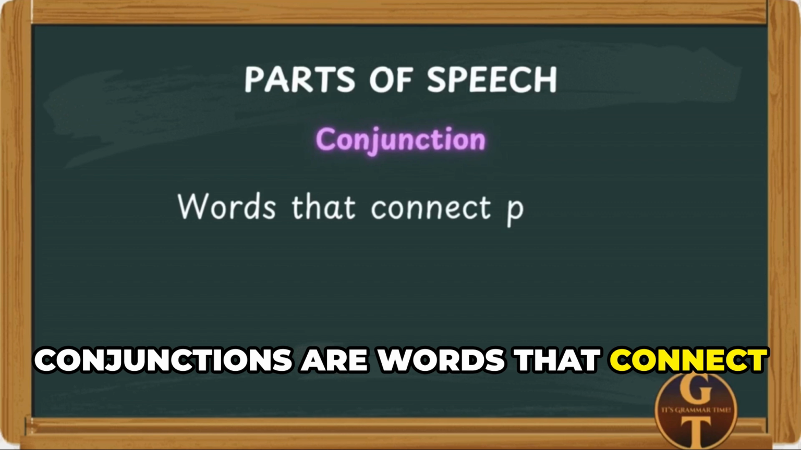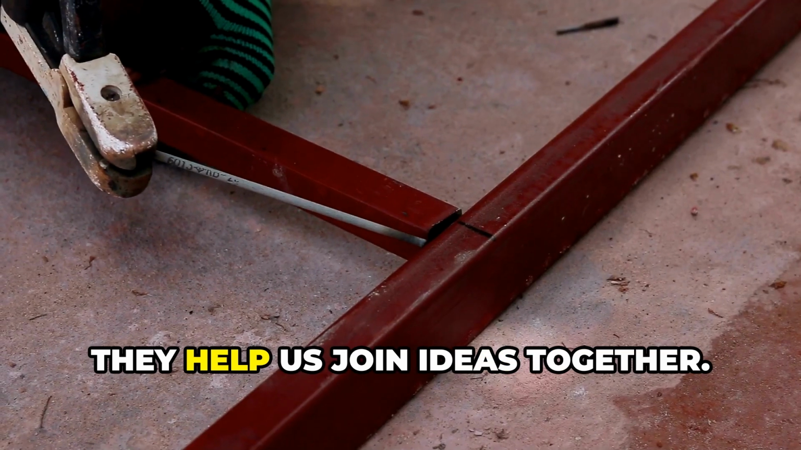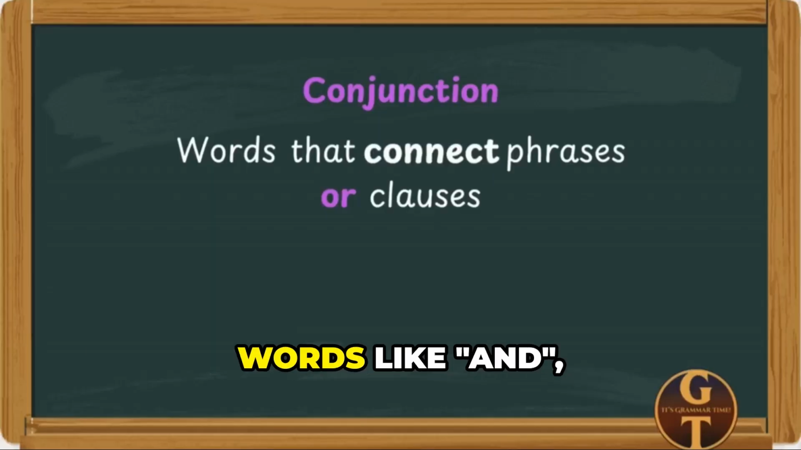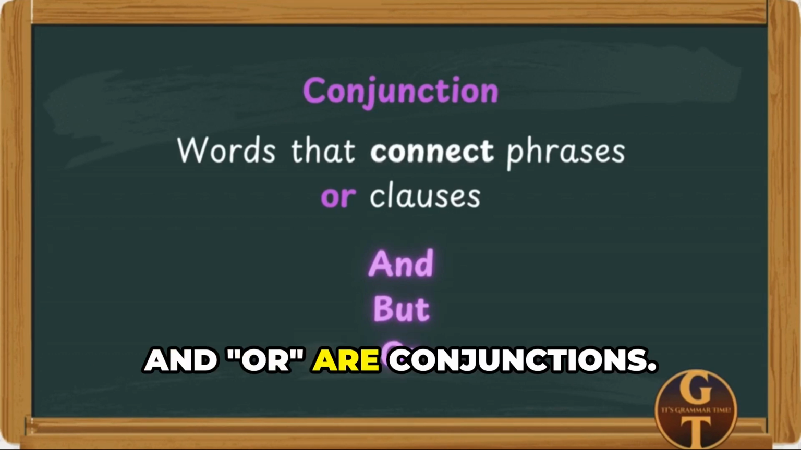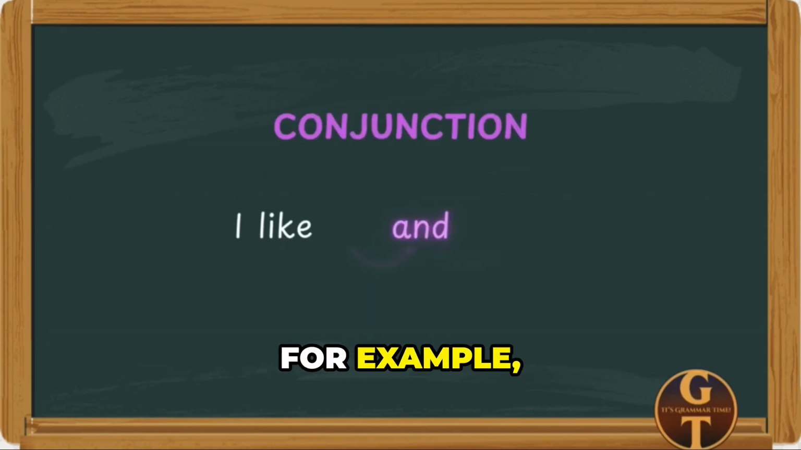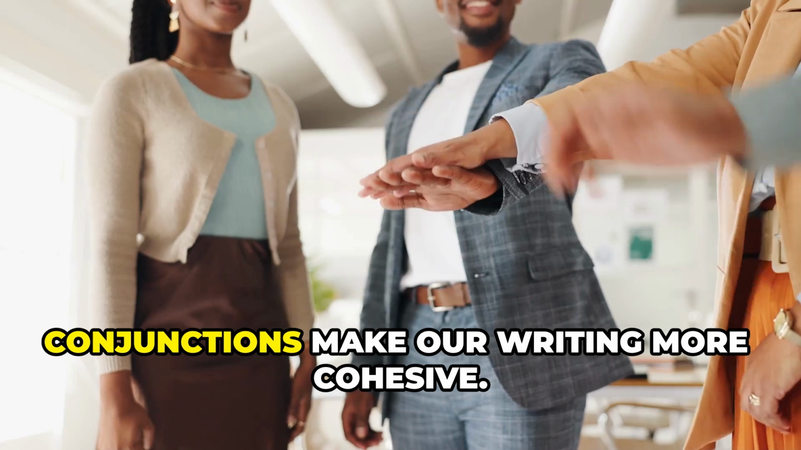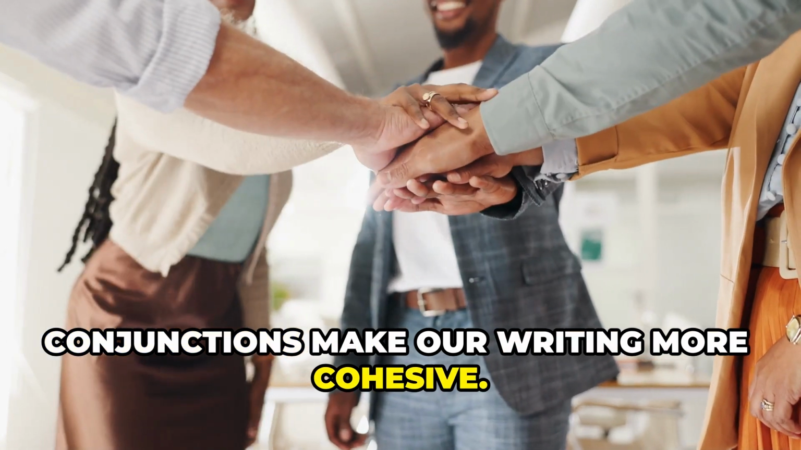Conjunctions are words that connect phrases or clauses. They help us join ideas together. Words like and, but, and or are conjunctions. For example, I like tea and coffee. Conjunctions make our writing more cohesive.